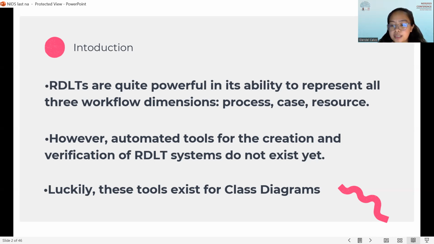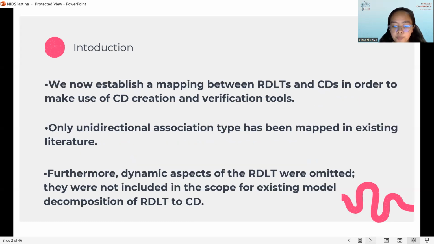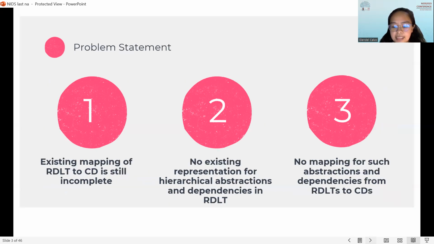To make up for this lack of software, we use equivalences between modeling diagrams like class diagrams or Petri nets with existing sets of automation tools. And these are the problem sets of our research. First, existing mapping of RDLT to CD is still incomplete. Two, no existing representation for hierarchical abstractions and dependencies in RDLT. Three, no mapping for such abstractions and dependencies from RDLTs to CDs.